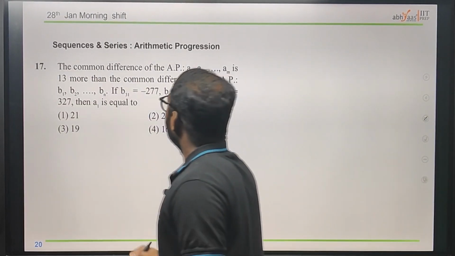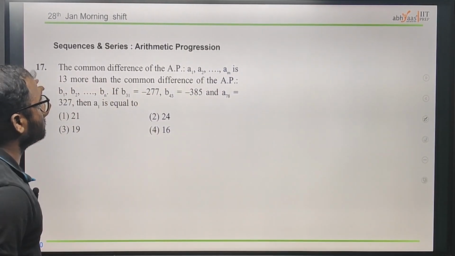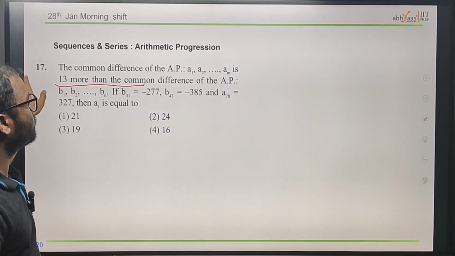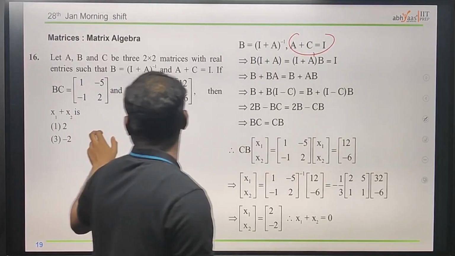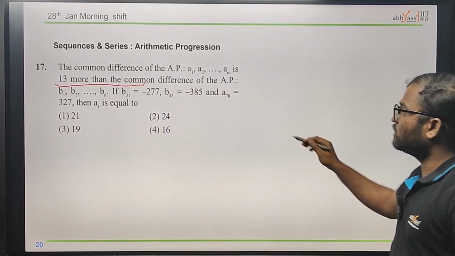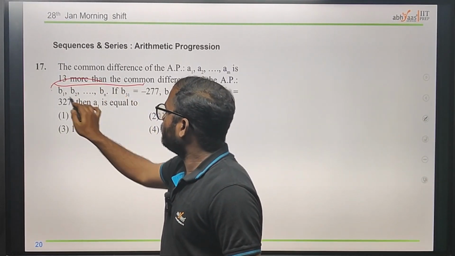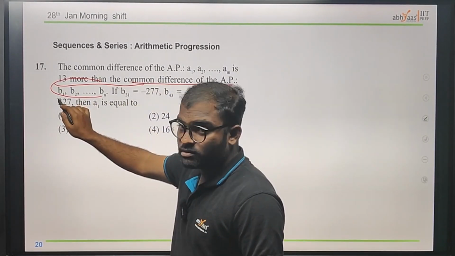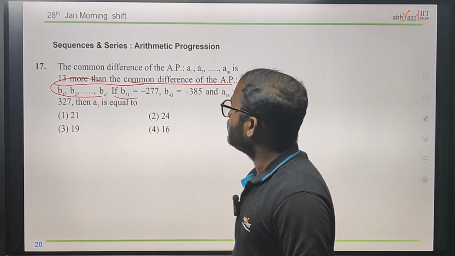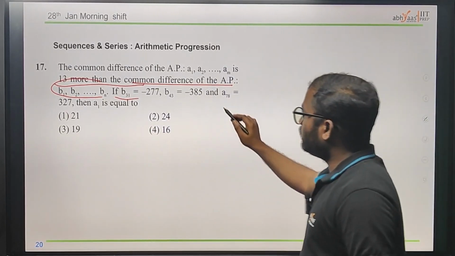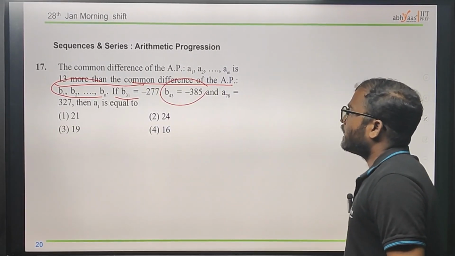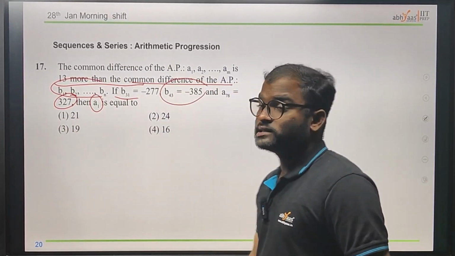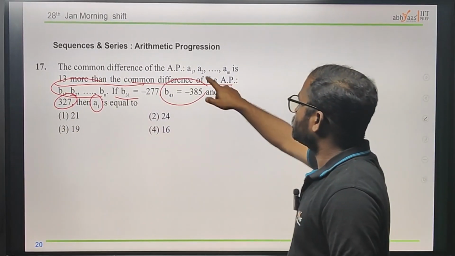Okay, sequence and series, arithmetic progression. The common difference of the AP is 13 more than the common difference of the other AP. Given APs A and B with terms B1, B2, up to BN, if B31 is minus 277, then B43 is minus 385, and also A78 is 327, then what is the value of A1? They are asking for the first term.